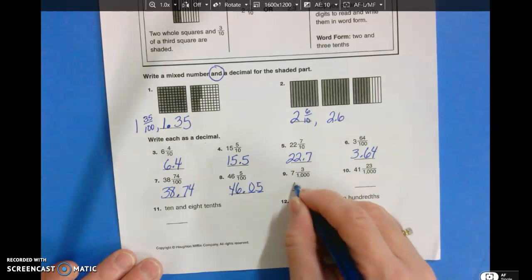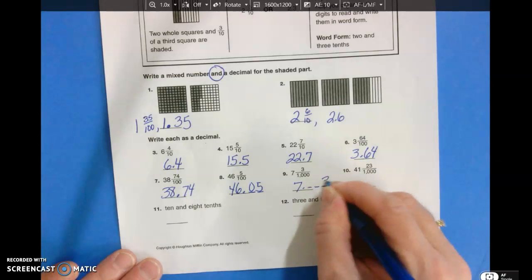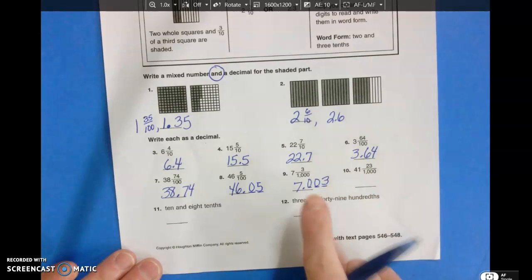Here's another tricky one. 7 and, I know with thousandths, I need 3 spaces. That 3 has to go way over here, and you need to fill in those placeholders with 0. That is a correct answer.